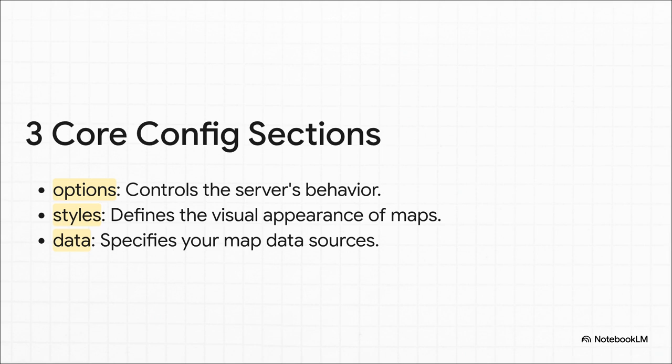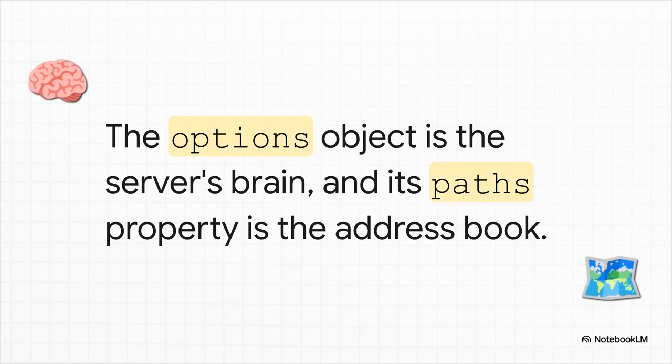Then there's styles, which, you guessed it, defines how your maps look. And finally, data, which tells the server where to go find your actual map data files. Here's a great way to think about it. The options object is the server's brain, making all the big decisions. And nested inside of that, there's a property called paths, which is basically its address book. It tells the brain exactly where to find all the different files it needs to do its job.